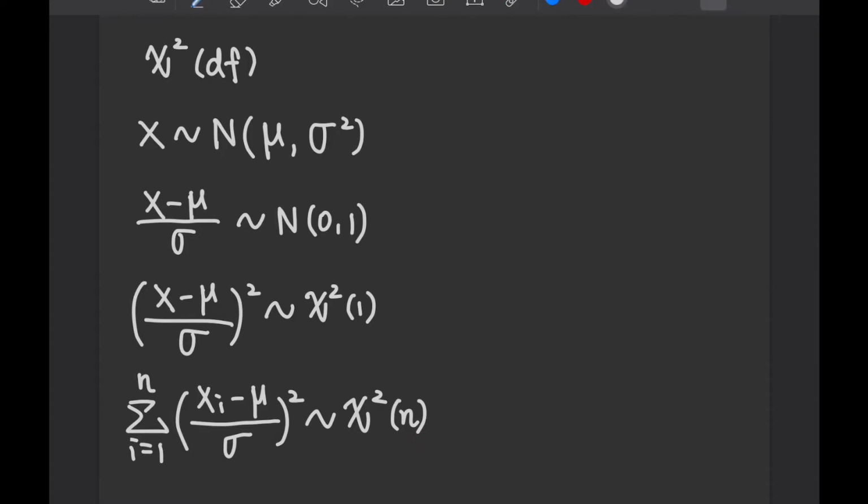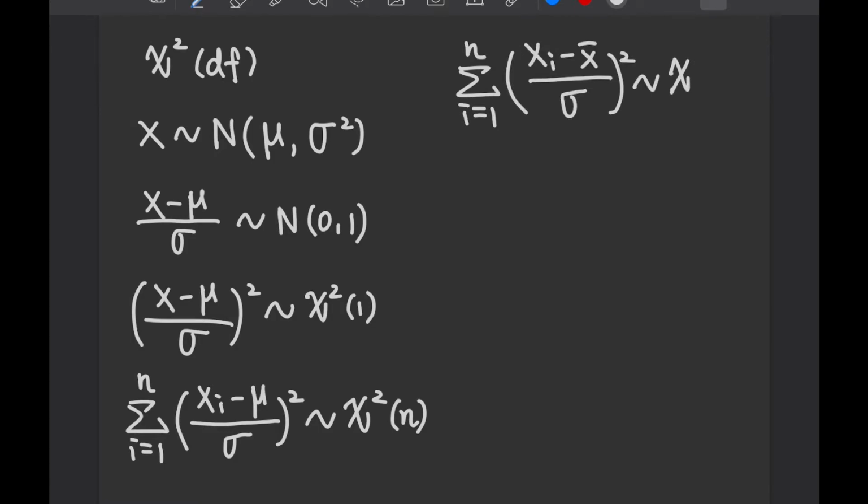However, if we replace mu with x bar, this statistic actually follows a chi-square distribution with a degree of freedom n minus 1. Why is that so? That is because when you replace mu with x bar, you realize that given the first n minus 1 observations and x bar, your last observation of xi is actually determined, alright? So only n minus 1 observations of xi are freely determined. So the degree of freedom now becomes n minus 1.